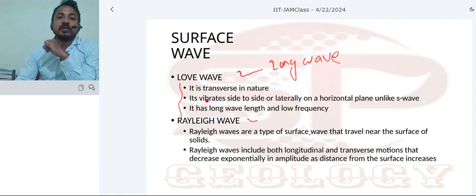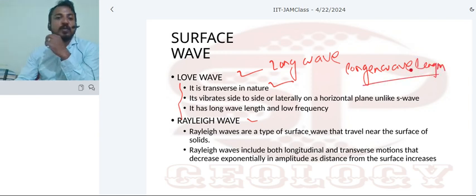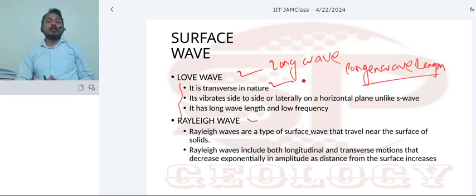From these two, this is the Love wave. It is transverse in nature, and it has longer wavelength and low frequency. Because of its longer wavelength and low frequency, it is destructive.